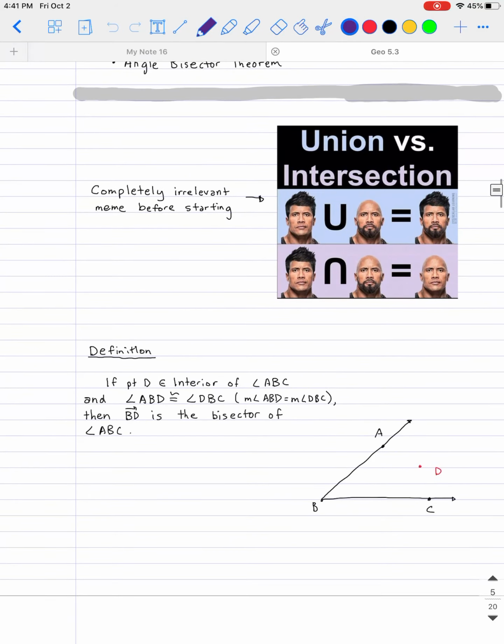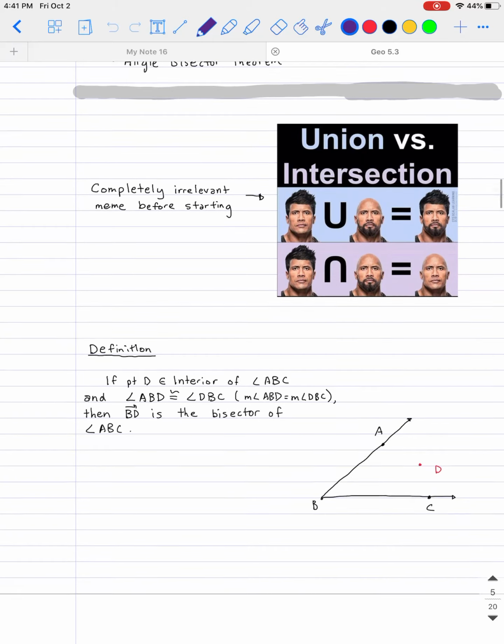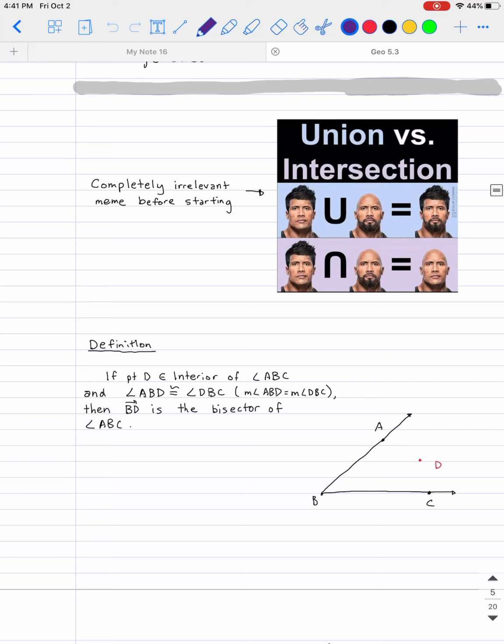All right, so here we go. For this section, I want to define what an angle bisector is. Just going by the name, that means I'm taking an angle and cutting it in half, because of bisecting.